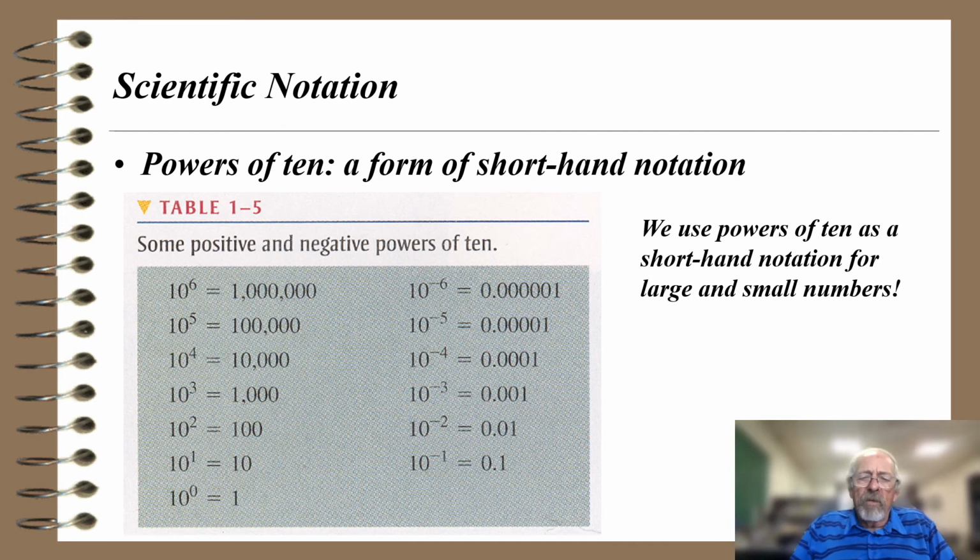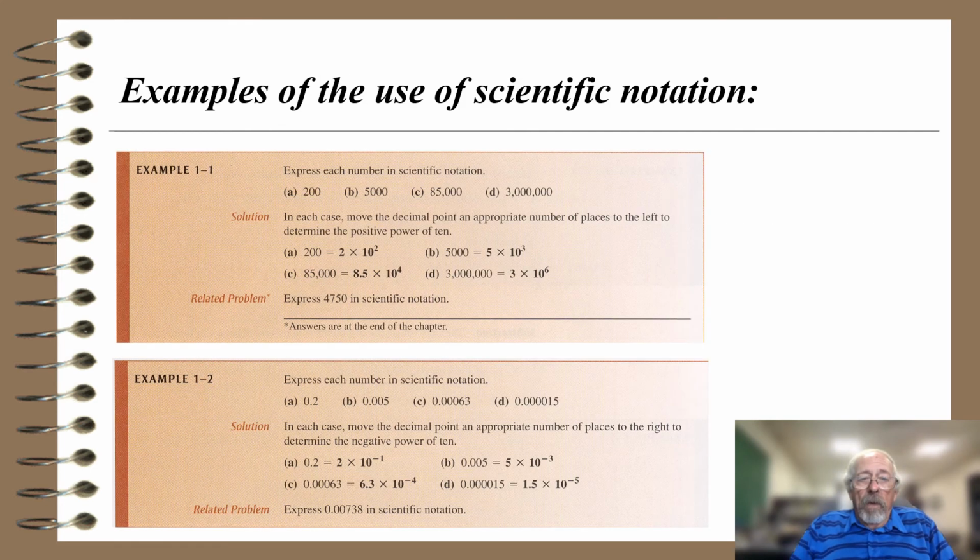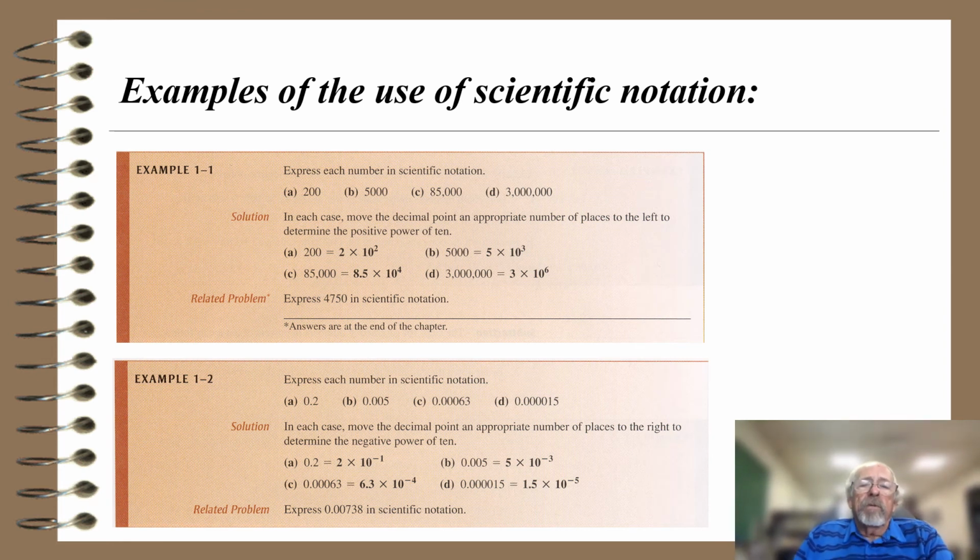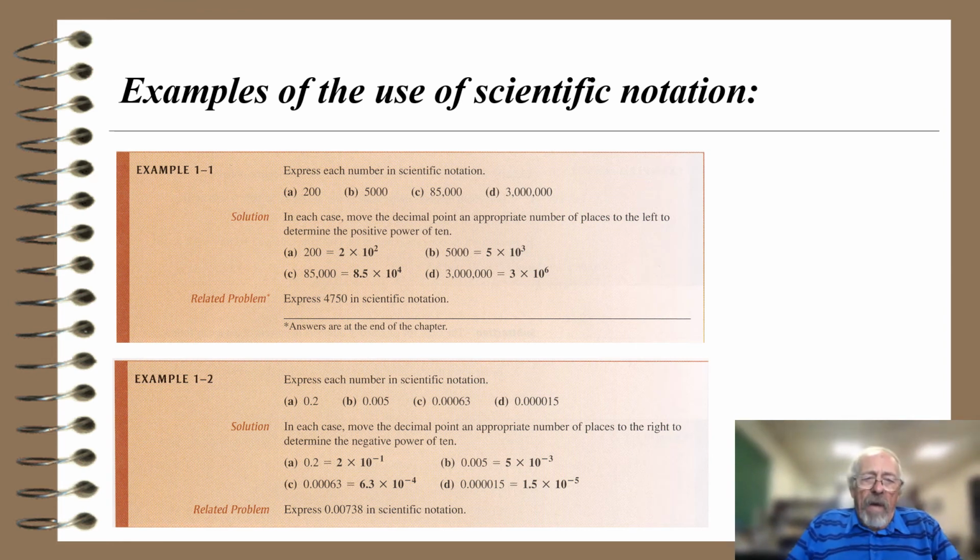So that's all the scientific notation, and of course the numbers can go very high or very low. So, some examples of the use of scientific notation. Depending on your background, you may want to go over these. There are some examples.